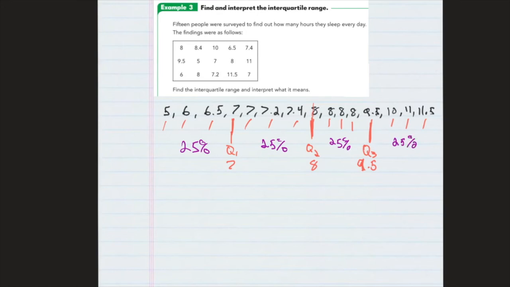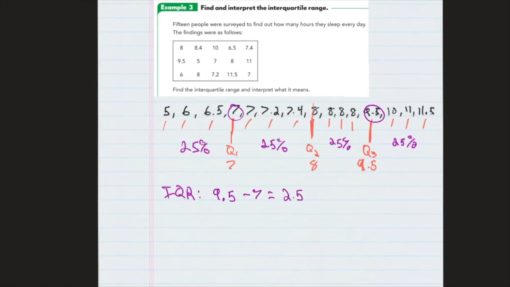And the interquartile range, or I'm just going to say it's the IQR, that's when we take the top 75%, or the 9.5 here, and we subtract the bottom 25%, or the 7. 9.5 minus 7 is 2.5.